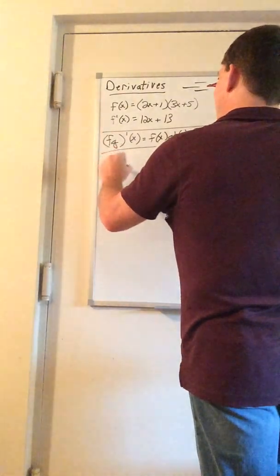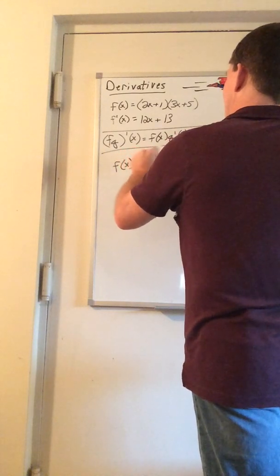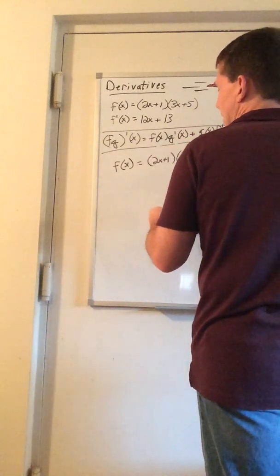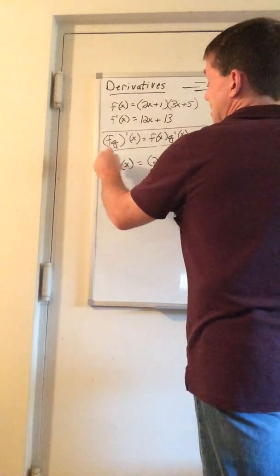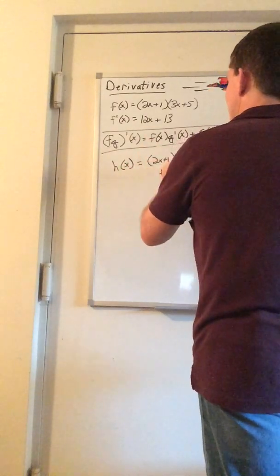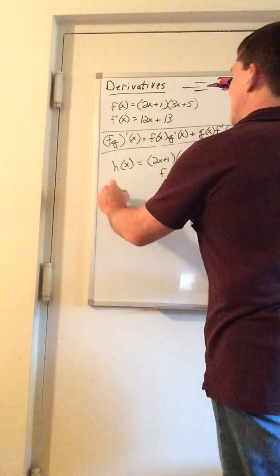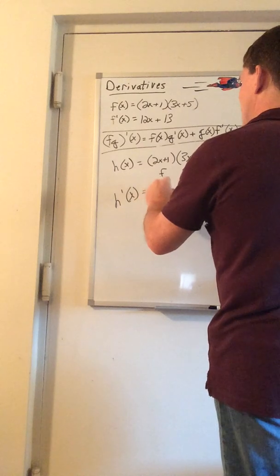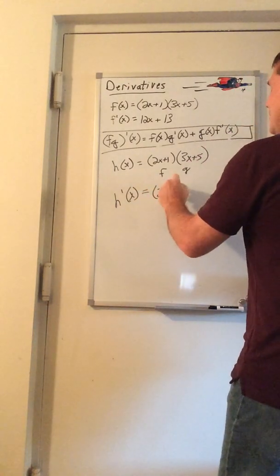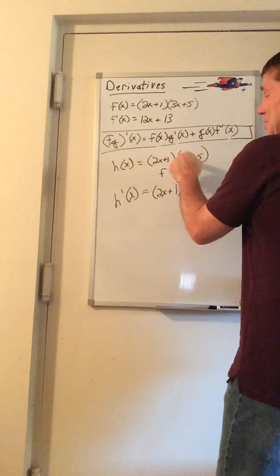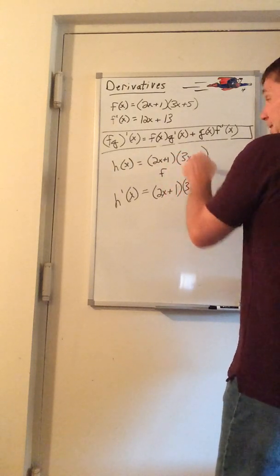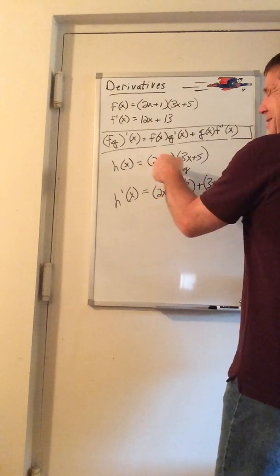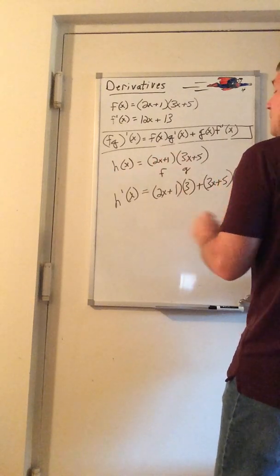So we have f of x equals 2x plus 1 times 3x plus 5. This is my first function. Maybe I'm just going to arbitrarily call this h of x now, so we can use this notation. That's f and that's g. What's h prime of x? What's the derivative? According to the rule, it's the first function, 2x plus 1, times the derivative of the second function. That's a linear function. The derivative is the slope, 3. Plus the second function, 3x plus 5, times the derivative of the first. That's a linear function. Derivative is a slope, 2.